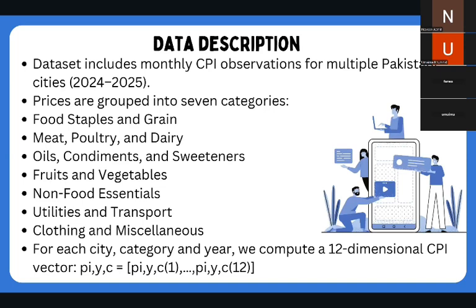To explain our data briefly, we took monthly CPI prices for multiple Pakistani cities over 2 years. We grouped the products into seven categories: things like food staples, meat and dairy, utilities, and so on. For each city and each category, we formed a 12-dimensional vector, one value for each month.